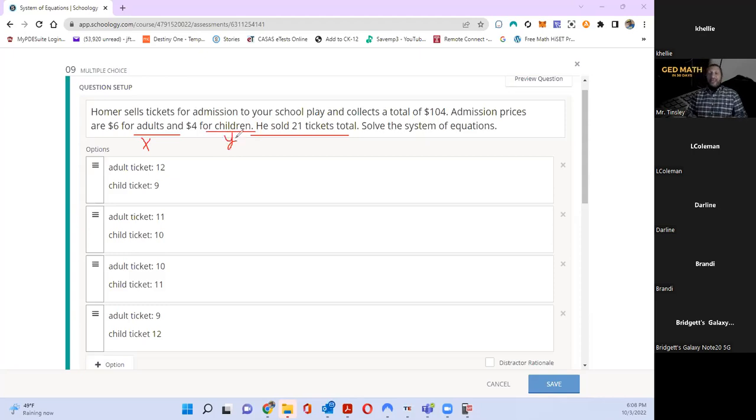Does everybody understand this is the first step in solving a system of equations? What do your variables stand for? So my X is going to stand for adult tickets, and my Y is going to stand for children tickets. Does everybody understand that? Yes. Okay. So now when I look at this, he sold 21 tickets total. Well, we don't know how much he sold, but we know adults plus children equal 21. That's my first equation in my system of equations. Does everybody understand that?